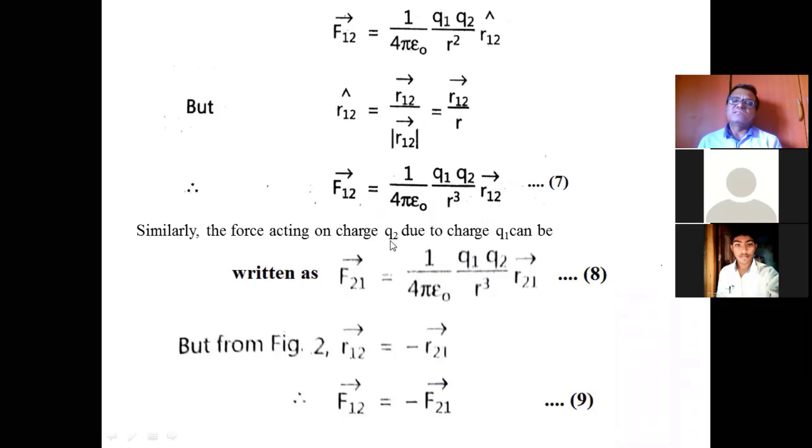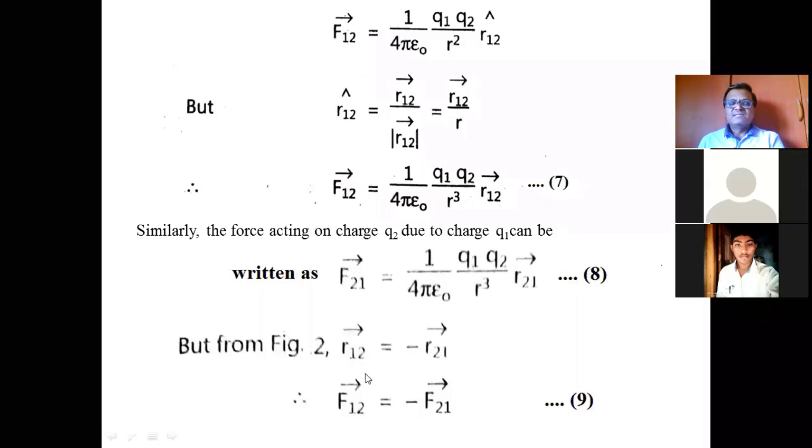Similarly, we can write the force exerted on charge q2 due to charge q1 using equation 7. f21 bar is equal to 1 upon 4 pi epsilon 0 q1 q2 upon r cube into r21 bar. इथं फक्त r21 bar आपण चेंज केलेला आहे because r21 bar and f21 bar are again in the same direction. Now using equation 7 and 8, it is clear that r12 bar is equal to minus r21 bar. Therefore f12 bar is equal to minus f21 bar. या ठिकाणी सुद्धा f12 bar आणि f21 bar, they are in equal and opposite directions.